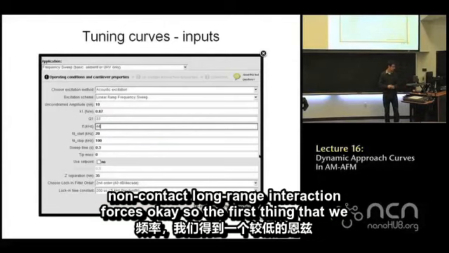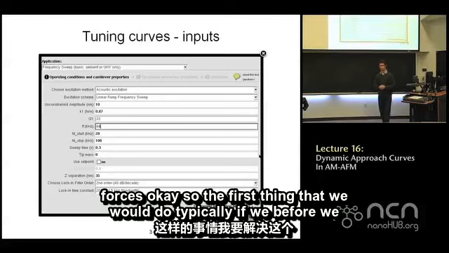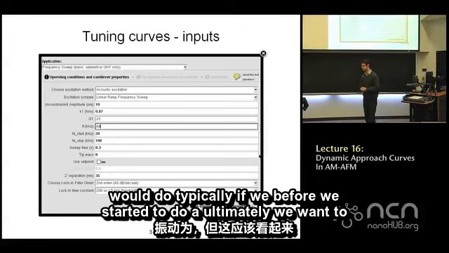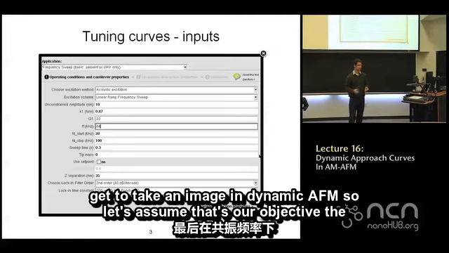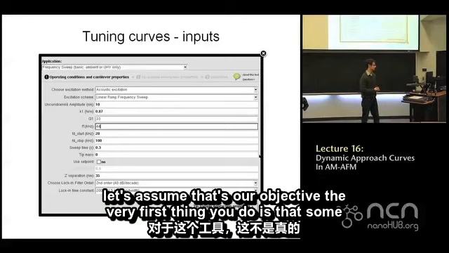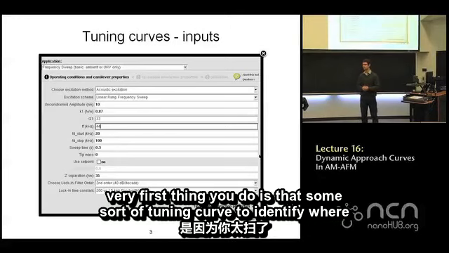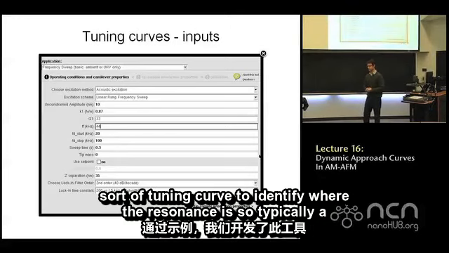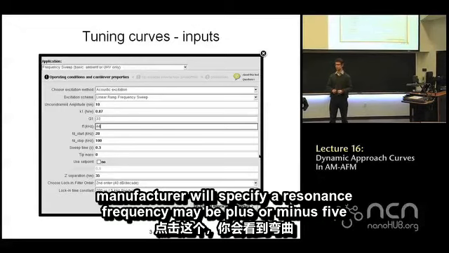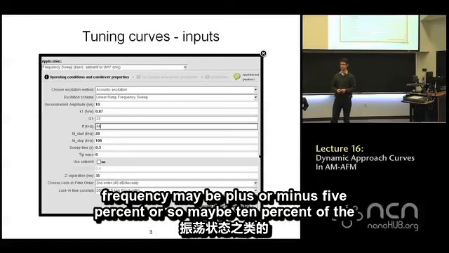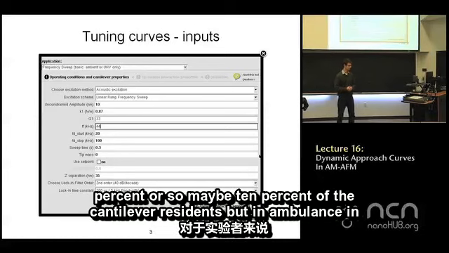Okay, so the first thing that we would do typically, ultimately we want to take an image in dynamic AFM. So let's assume that's our objective. The very first thing you would do is some sort of tuning curve to identify where the resonance is. Typically a manufacturer will specify a resonance frequency, maybe plus or minus 5% or maybe 10% of the cantilever resonance.